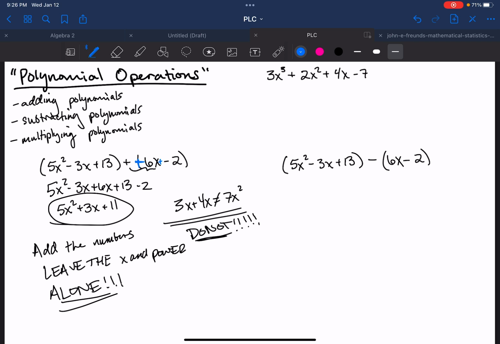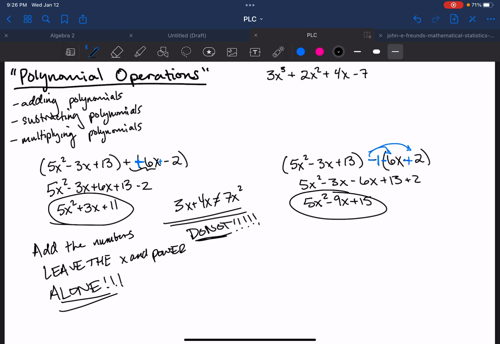The only thing we need to do to start is, we have this negative, which we can think of like a negative 1. So we're multiplying that negative 1 into the 6 and the negative 2. So we get a negative 6x plus 2. Writing that out, I get 5x squared minus 3x minus 6x plus 13 plus 2. Combining like terms, I get 5x squared minus 9x plus 15.